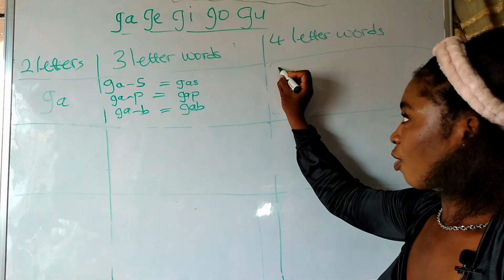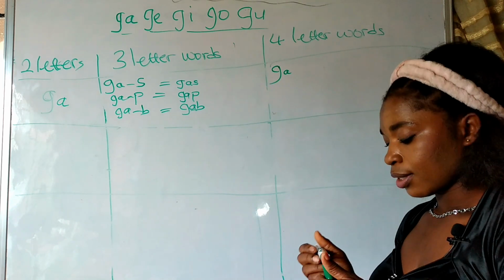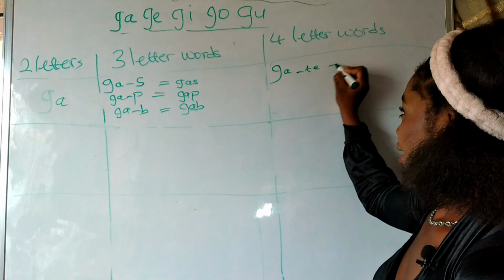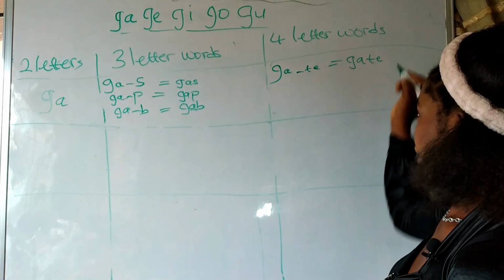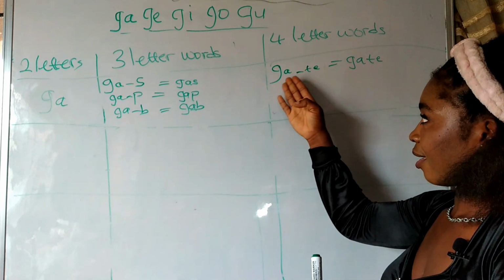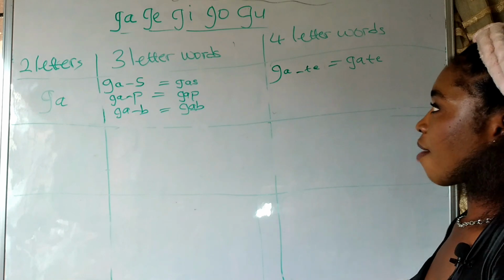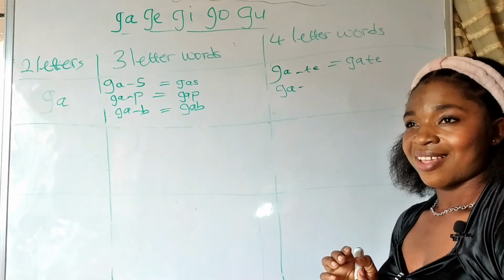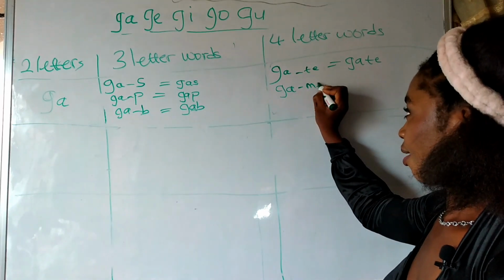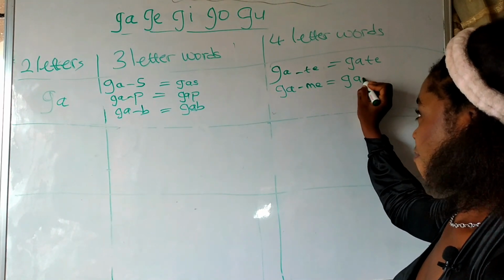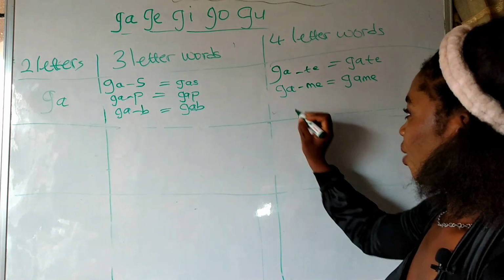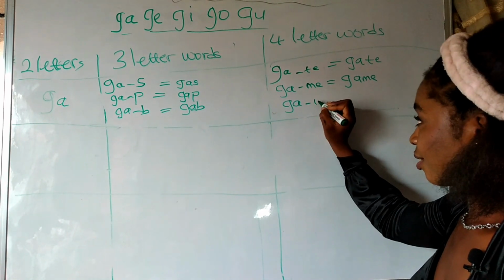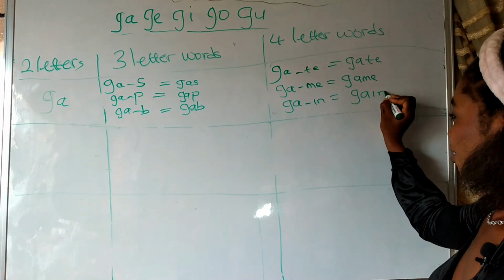Now let's move to 4 letters. We have the ga sound, and I can add, say, TE, and that's gonna equal gate. All right, so the next one we have ga, and we can add say ME, and that's gonna give us game. All right, we have others. We can have ga, we can add IN, that equals gain, and the rest of them.